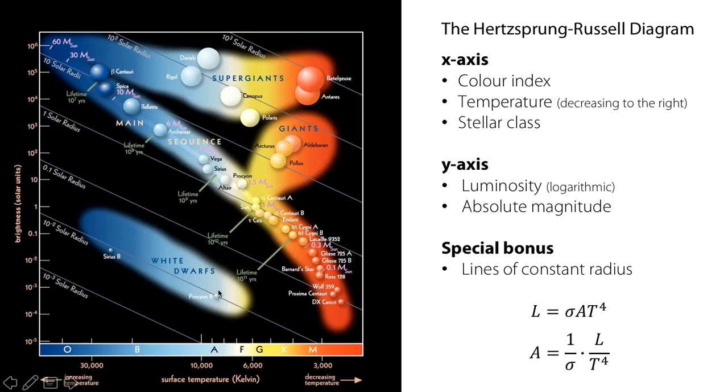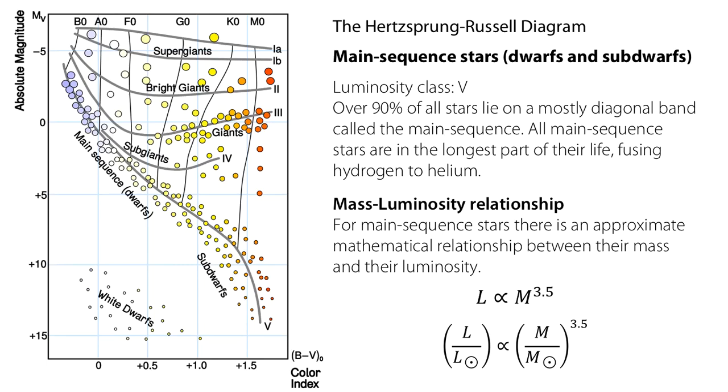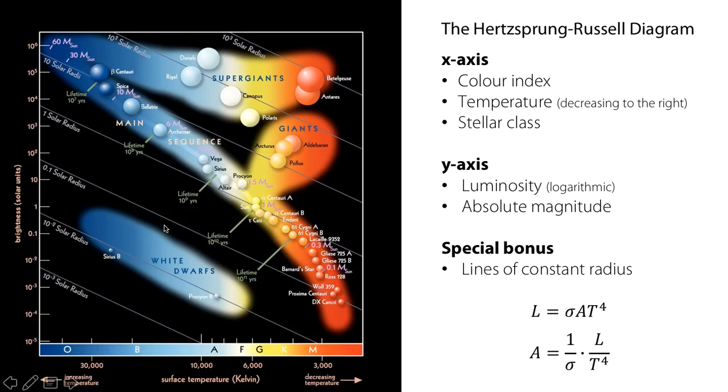The reason we can do that is because the surface area of a star is related by the Stefan-Boltzmann law here to the L over T to the power 4. And so it's a relationship that we can nicely graph. So what are the different areas of a Hertzsprung-Russell diagram? Well, 90% of all stars lie on this main sequence here.